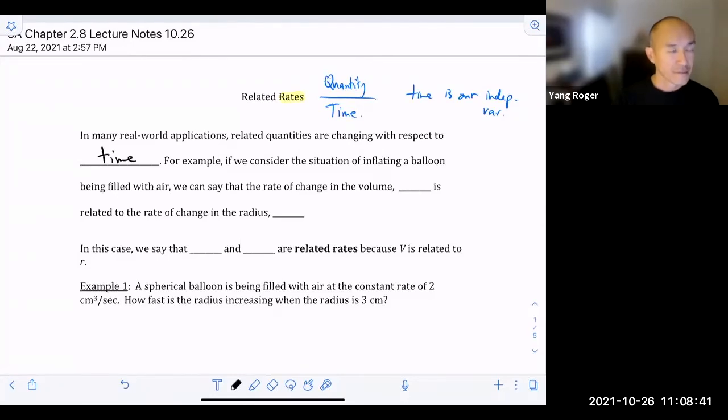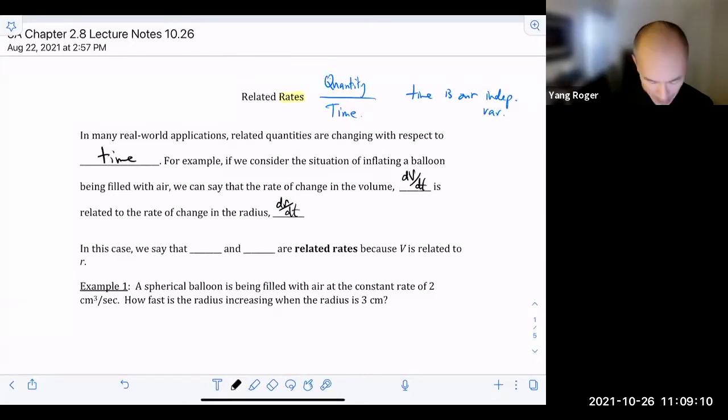So for example, if we have this situation of inflating a balloon being filled with air, we could say that the rate of change in the volume, so the way I'd write the rate of change in the volume is I write that as dV dt, is related to the rate of change in the radius. And the rate of change in the radius is dr dt.